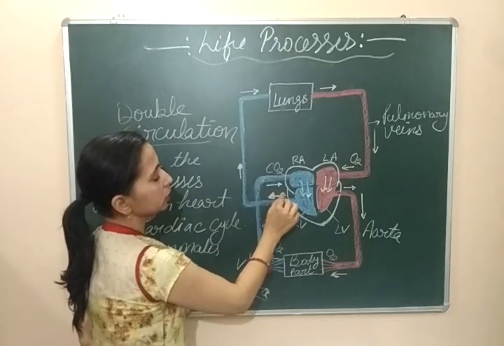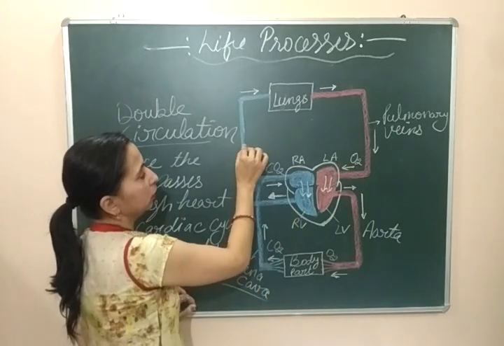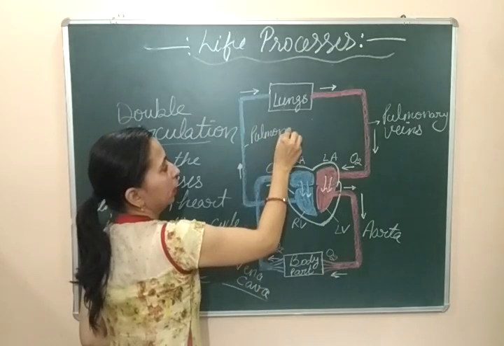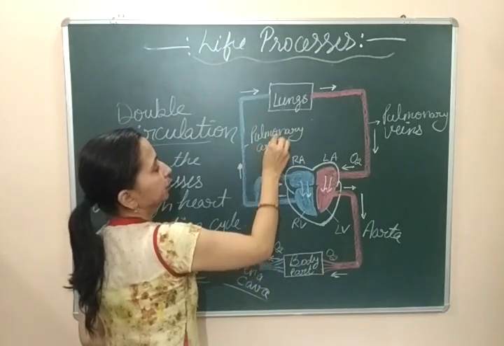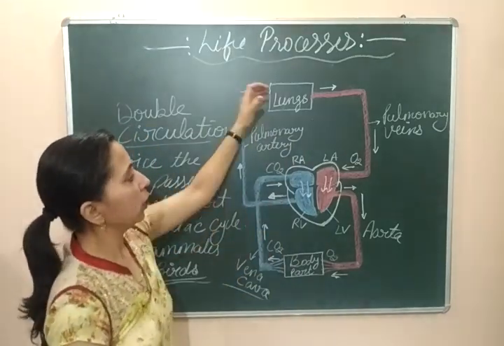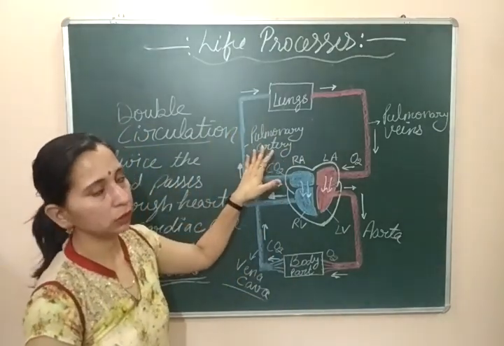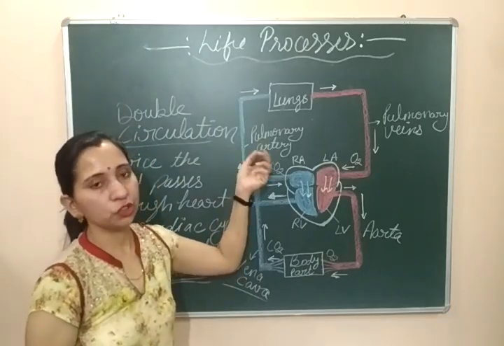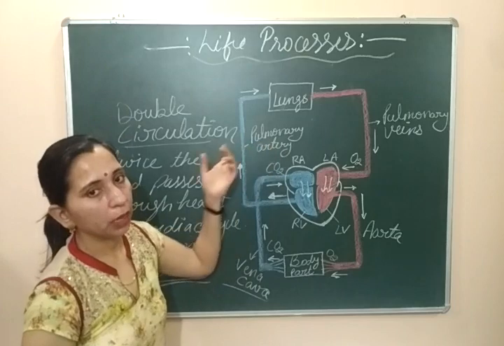And who will carry this deoxygenated blood? That is our pulmonary artery. Pulmonary arteries will carry this deoxygenated blood from the right ventricle to the lungs. This is again one more exception. Arteries carry oxygenated blood, but this is the pulmonary artery, which is carrying deoxygenated blood. ये आप यहाँ पे याद रखिएगा.